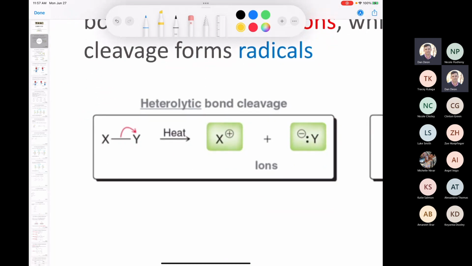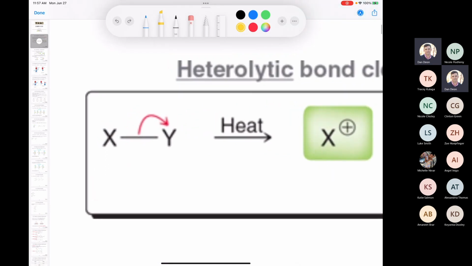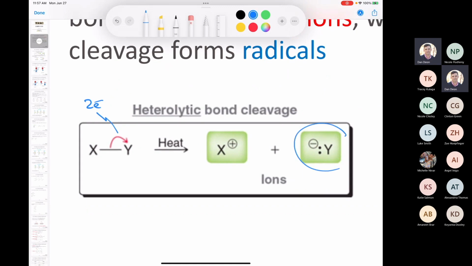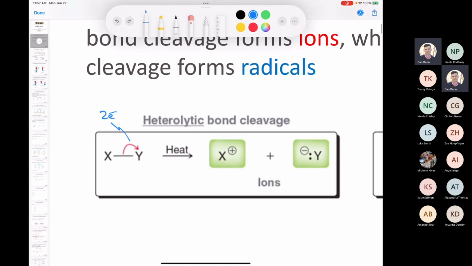Heterolytic bond cleavage, this is what we saw all the time in mechanisms, right? In an SN2, for example, you have a nucleophilic attack and you have a loss of leaving group. Well, this arrow represents the flow of two electrons. Remember, when the arrowhead is double-headed, that means you've got two electrons moving. And so where are both of these electrons going? Well, they're going on one of the atoms in that bond, so it ends up as an anion, and the other one is left over as a cation.